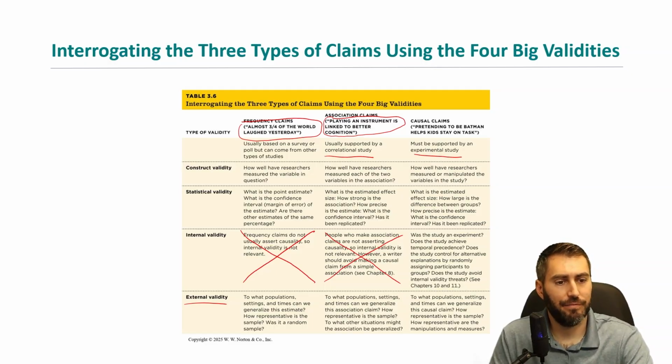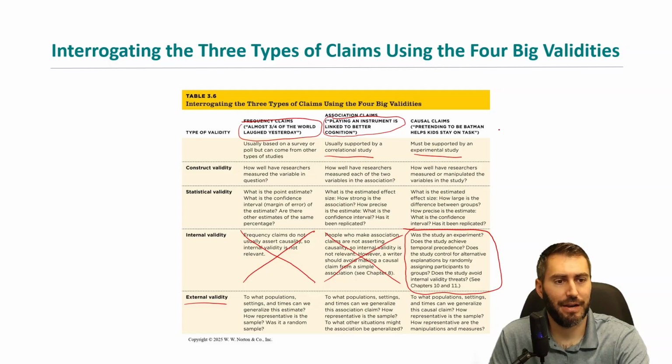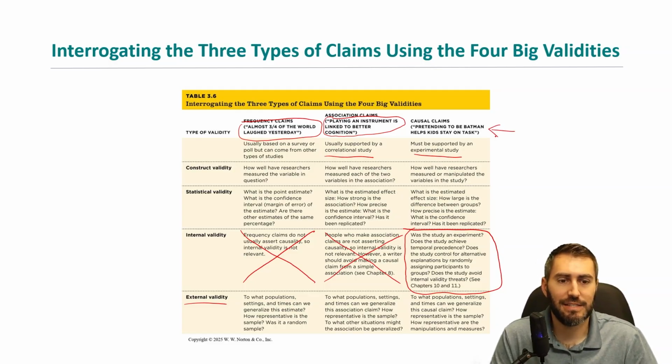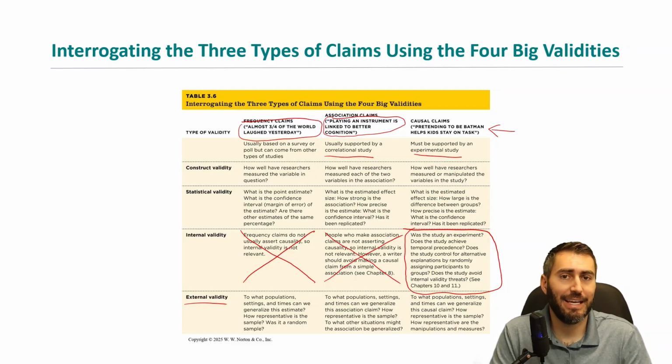Now we have internal validity, and yes, now we're making a causal claim. So we are going to be looking at internal validity here. And again, this is the idea. If our example is pretending to be Batman helps kids stay on task, well, is this the case? Is them staying on task actually due to them pretending to be Batman, or is it from something else? In the study, if we manipulate this, if we control and design this well, hopefully we'll be able to determine that yes, it is from this effect of pretending to be Batman.